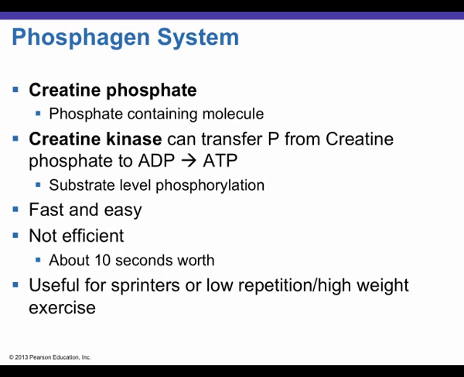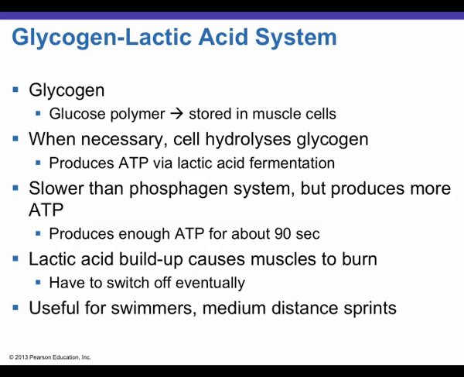After that creatine phosphate store runs out, we need a little bit more energy. And that's where the glycogen lactic acid system comes in. Glycogen is a glucose polymer stored in our muscle cells. It's simply strings of glucose together.